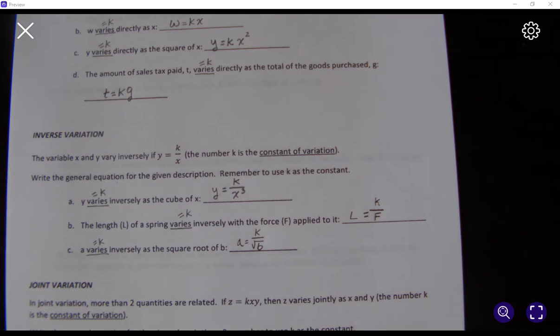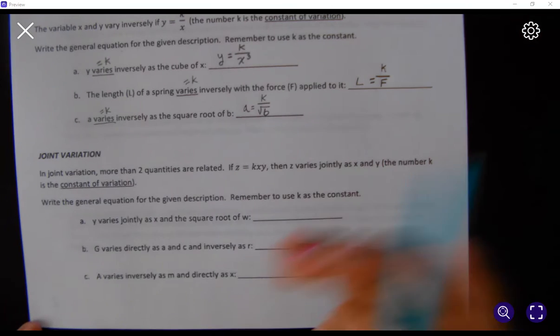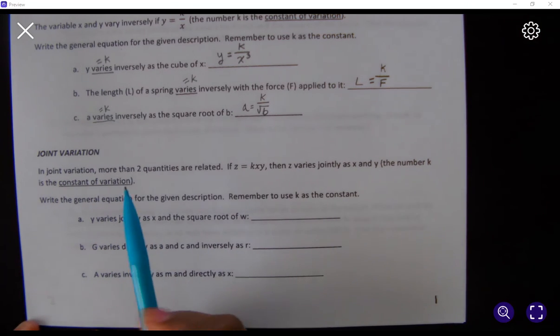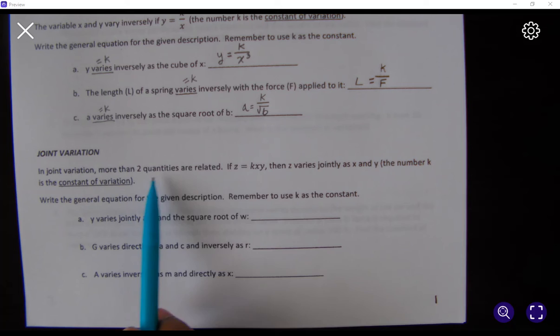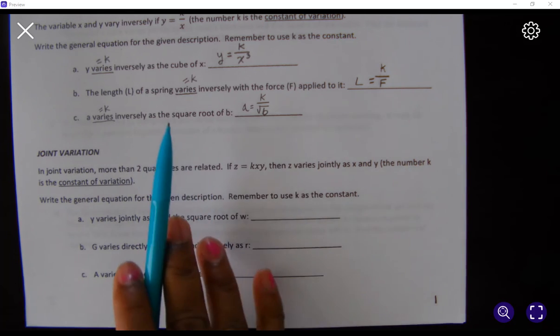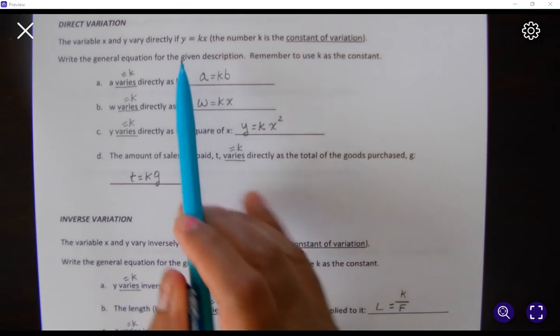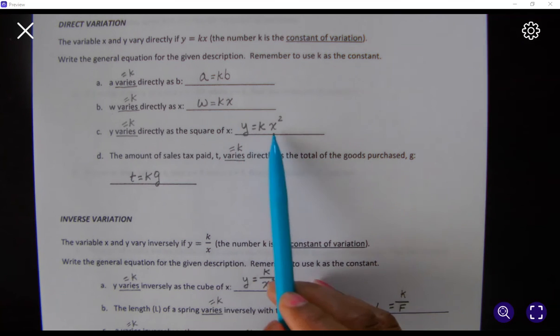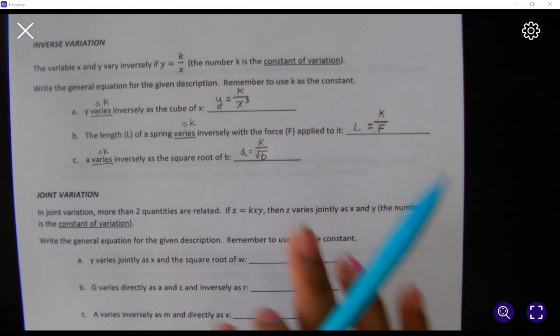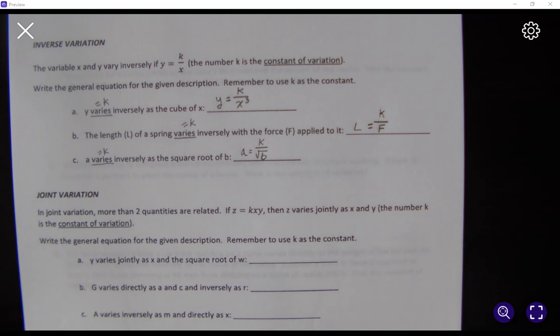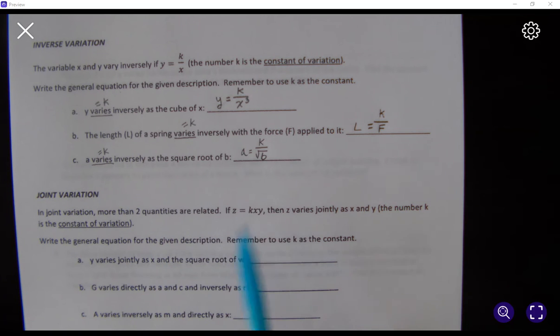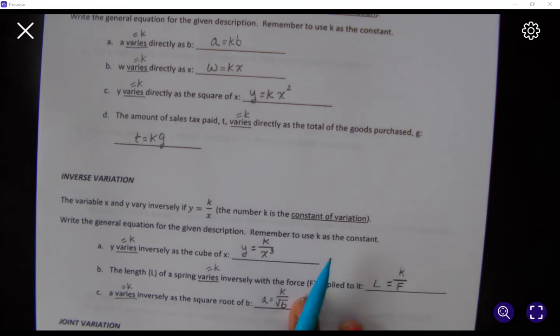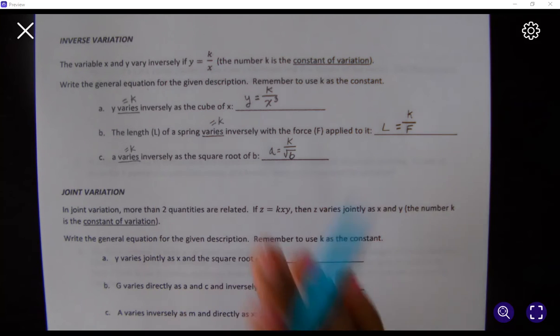And then the last type of variation we're going to look at is joint variation. So joint variation is when you have two quantities that are related. So here, notice that we only had B and then you have your X. You just have one thing that's related. But in joint variation, you can have more than one. You can have 2 or 3, however many. And also you can have a combination of direct variation and inverse variation. So it all kind of gets mixed together.